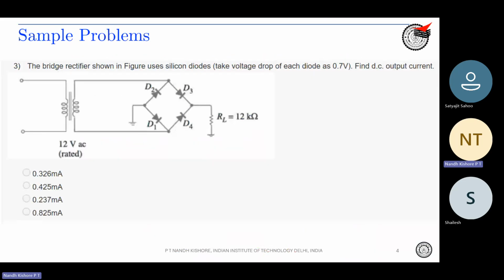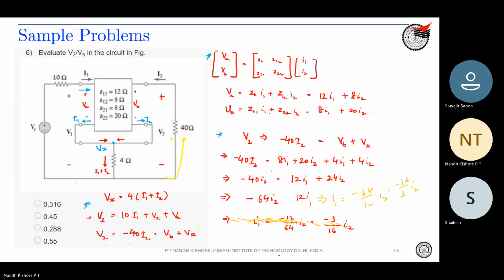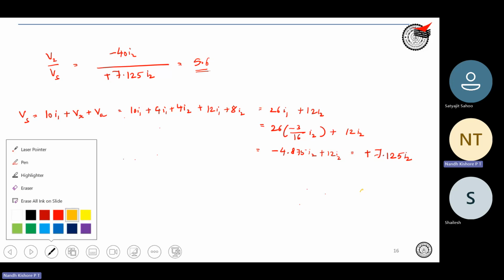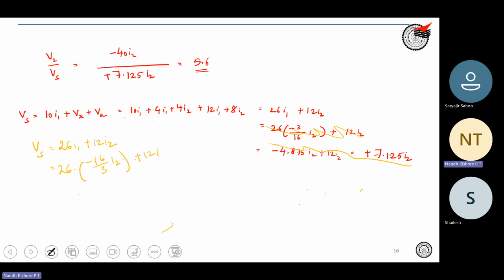We have made a very silly mistake. So I1 is equal to minus 16 by 3 I2. That is the only thing that we need to substitute over here, so again, this would be incorrect. What is Vs? Vs is equal to 26 I1 plus 12 I2, which is 26 into I1, which is minus 16 by 3 I2, plus 12 I2.